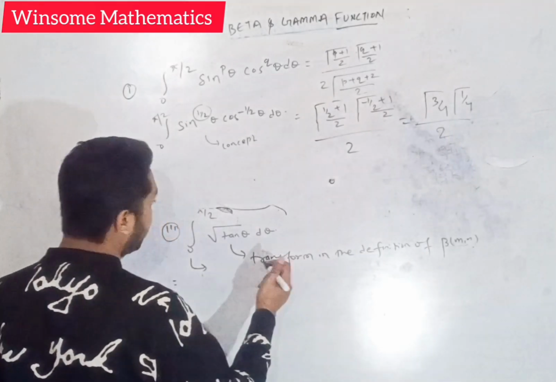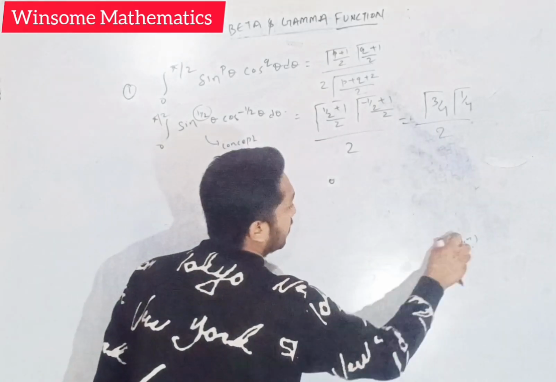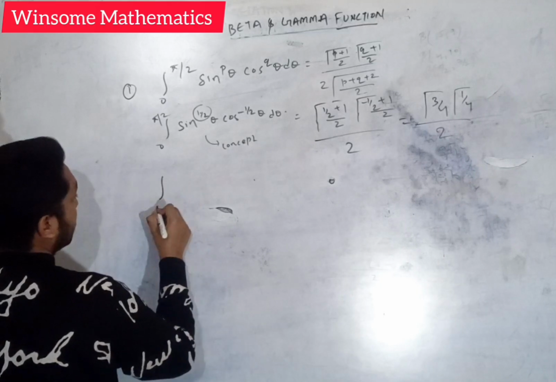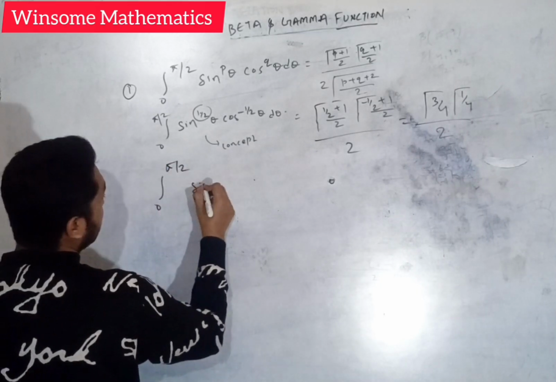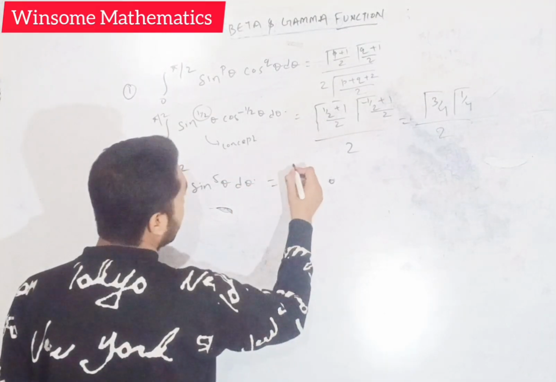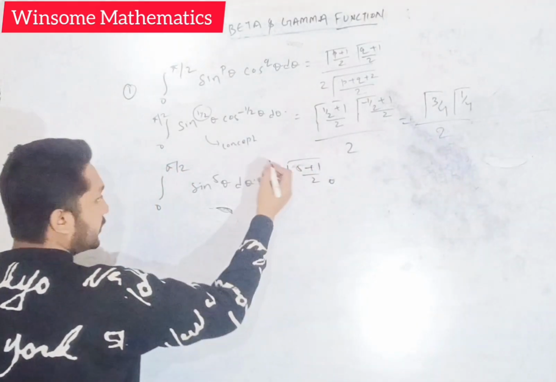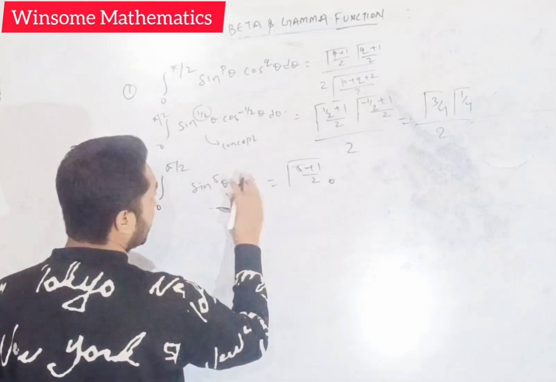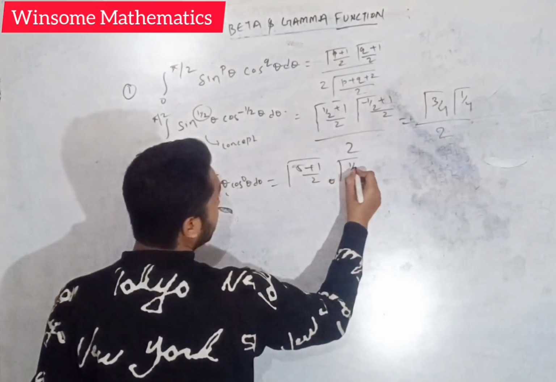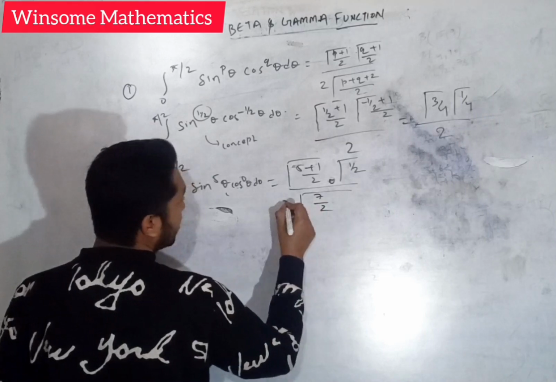And the last question was 0 to pi by 2 sine 5 theta d theta. Simply, I know you all have solved it. So simple. (5 plus 1) by 2, gamma, and cos 0 theta is multiplied, so you can write it cos 0 theta d theta. So (0 plus 1) by 2, again this is 1 by 2, and this is (5 plus 0 plus 2), that is 7 by 2, and this is 2.